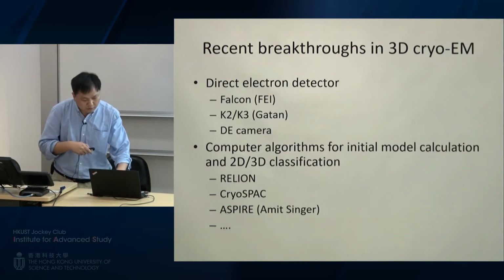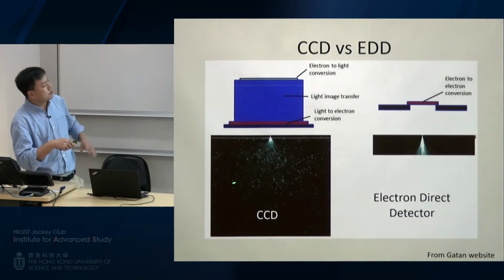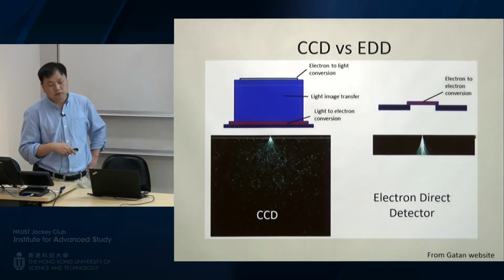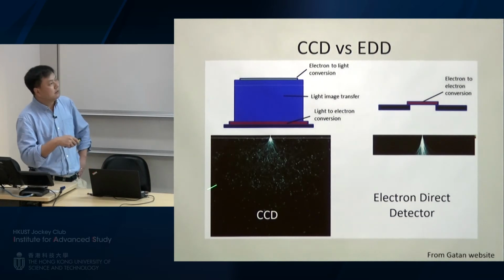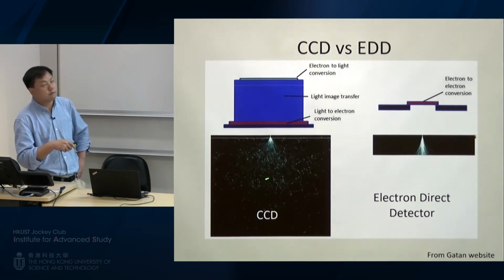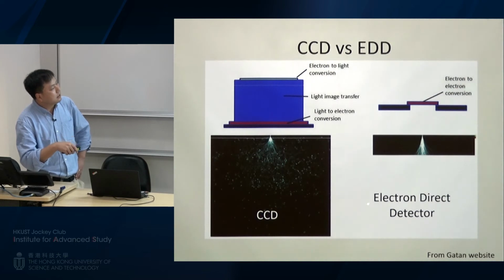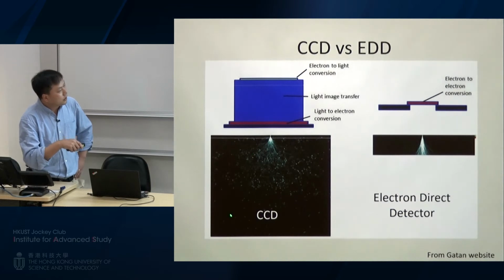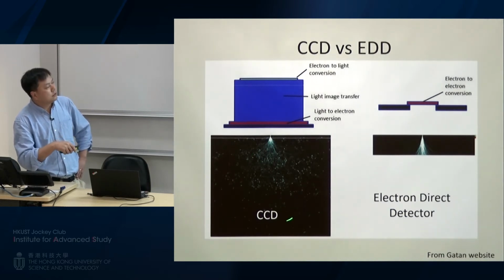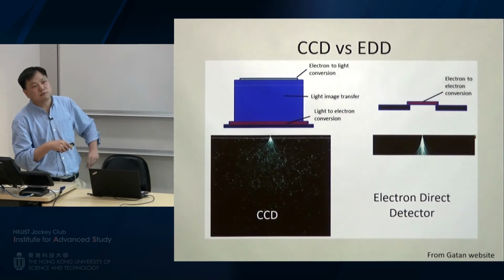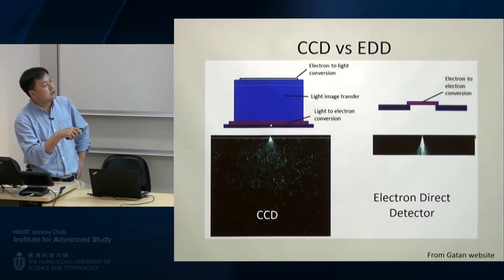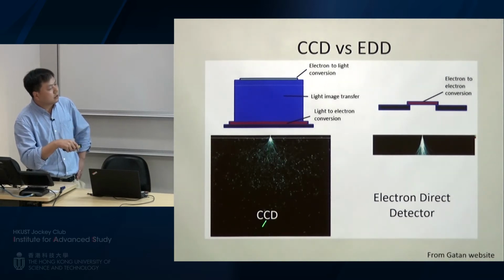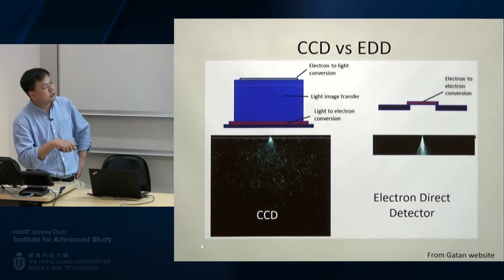Then I will give you a very short explanation of why those breakthroughs have fundamentally transformed Cryo-EM. So what is the direct electron detector? The traditional way of collecting data on EM is with a CCD camera. There are 2 signal conversions. First, electrons to photons. Then the photons are converted to electrons again. Then we store the signal in a digital image.